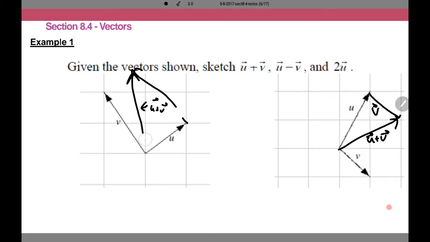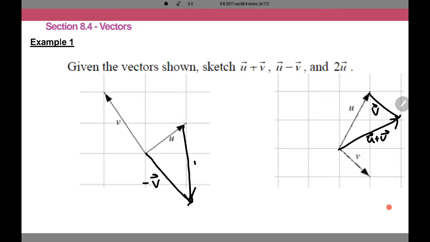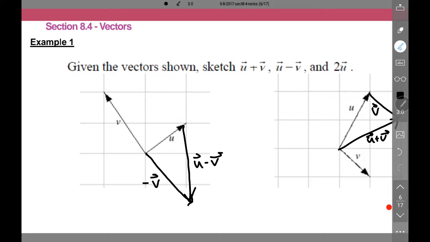So to do u minus v, we're going to draw v as a negative, so we'll make it into a negative, so that's negative v. And then u minus v would be this way. Alright, so like I said, I'm not going to have you really do that much with those in here. I just wanted you to see how it kind of works.